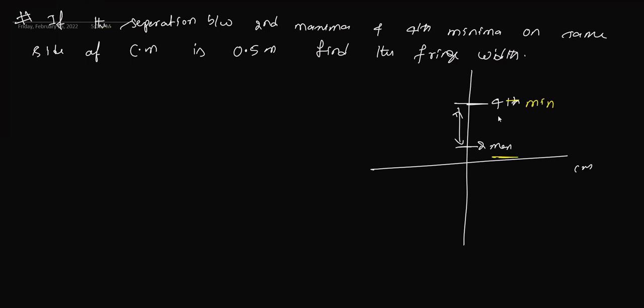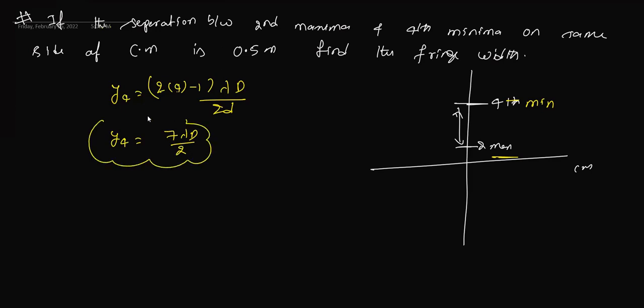So how can we get the fourth minima? Y4 can be written as (2n minus 1) lambda D by 2d, so (2 into 4 minus 1) lambda D by 2d. 2 fours are 8, 8 minus 1 is 7, so 7 lambda D by 2d is the fourth minima. Now the second maxima, or second bright fringe: y is n lambda D by d, so y second maxima equals 2 lambda D by d.